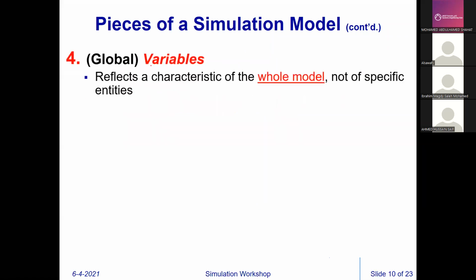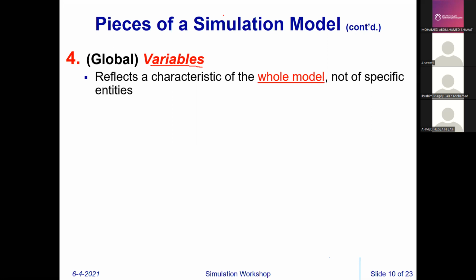Now we have something called variables. From the name, variables, something is changing over time. Those variables reflect the characteristics of the whole model, not a specific entity. They are not related to entities, they are related to the whole model, such as the number of customers inside the system. This number of customers is changing over time. If a new customer arrives at the bank, what will happen to the number of customers inside the bank? It will increase by 1. If one customer departs the bank, the number inside the bank will decrease by 1.